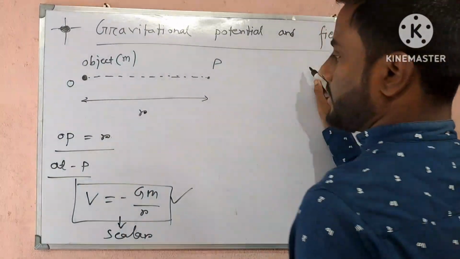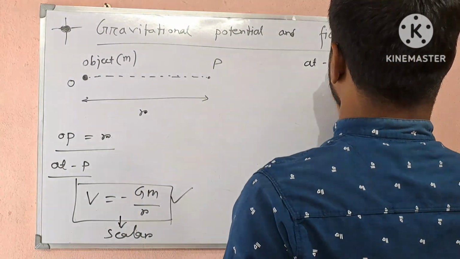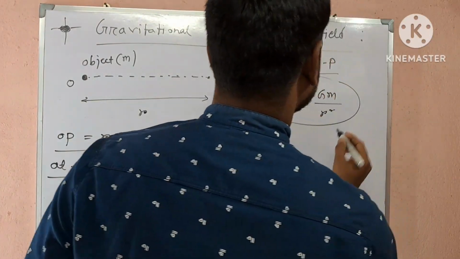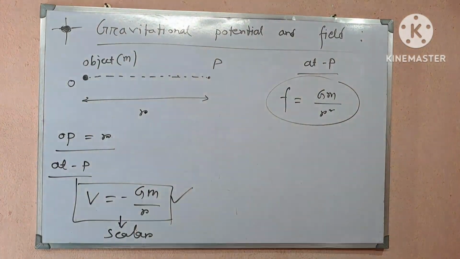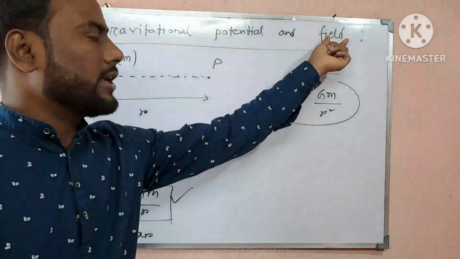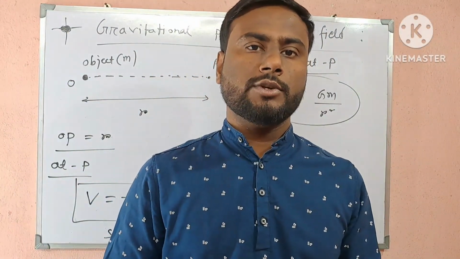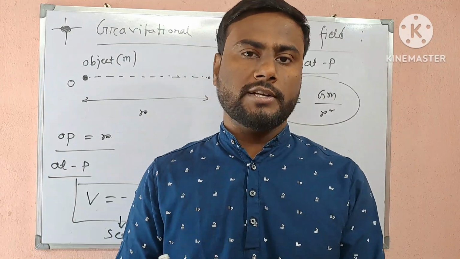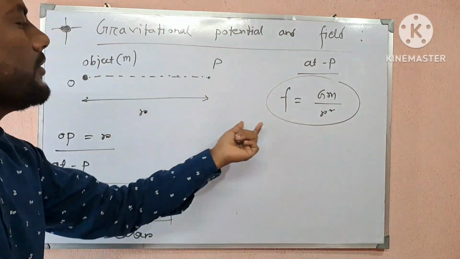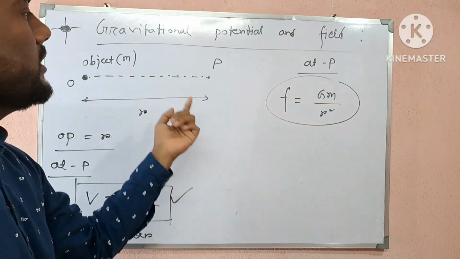Similarly, for the gravitational field at P, this is the formula of the magnitude of the gravitational field. Actually, it is a vector quantity. That is why when we talk about gravitational field, we have to talk about both its magnitude as well as direction. So this is the magnitude of the gravitational field at P.